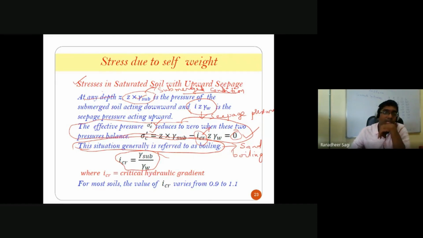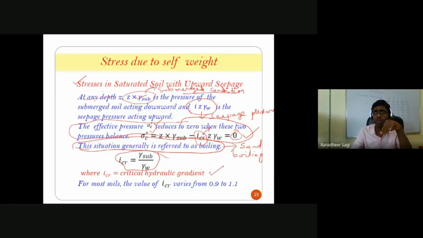Your critical hydraulic gradient, i_cr, is nothing but the critical hydraulic gradient. Why do we call it that? It is the hydraulic gradient where the effective stress developed in the soil becomes 0, and because of that, the soil that was supposed to be stable is no more stable. Rather, you see the particles coming out of the soil sample because of the upward seepage.